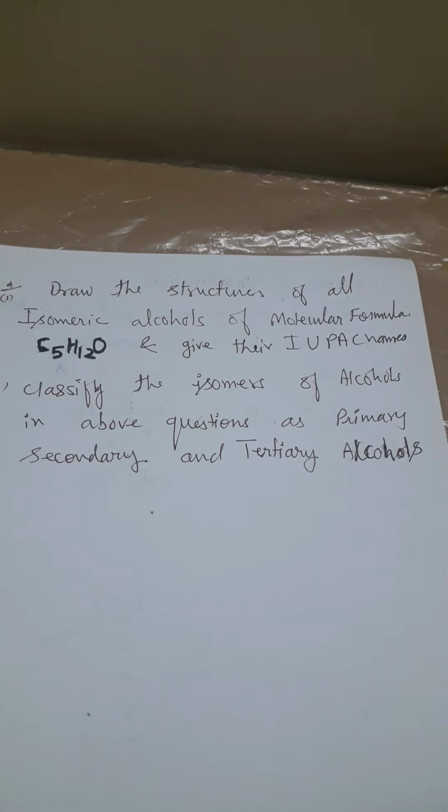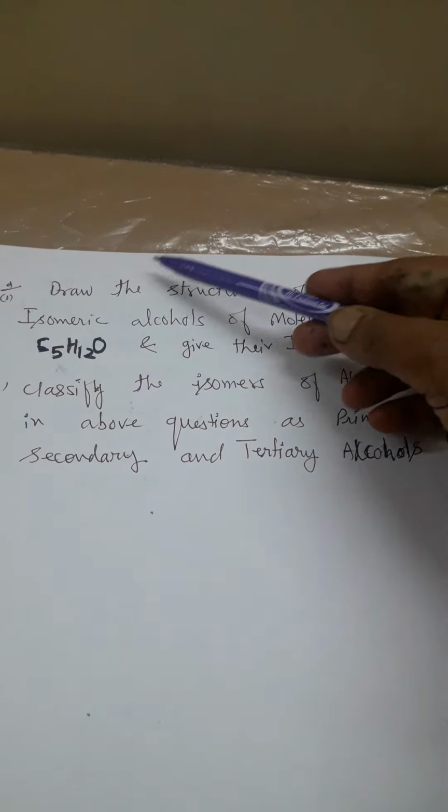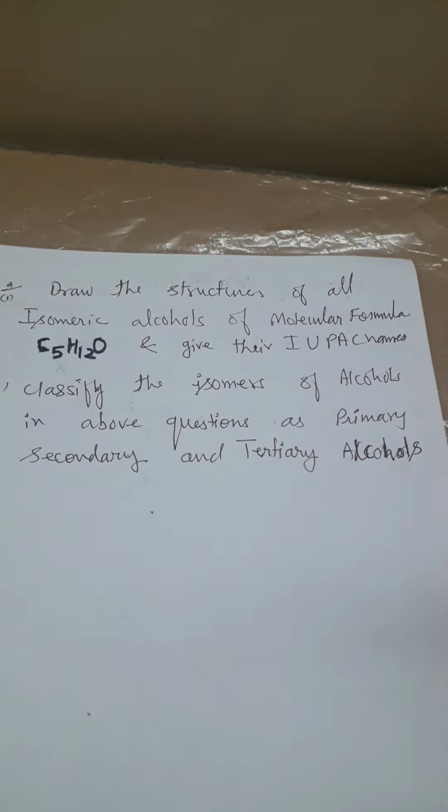Hello student, today we will discuss the isomers of C5H12O. See, write down the question first. Draw the structure of all isomeric alcohols of molecular formula C5H12O and give their IUPAC names. Second question is classify the isomers of alcohol in the above question as primary, secondary and tertiary. Okay, and find out how many numbers of 1 degree and 2 degree.